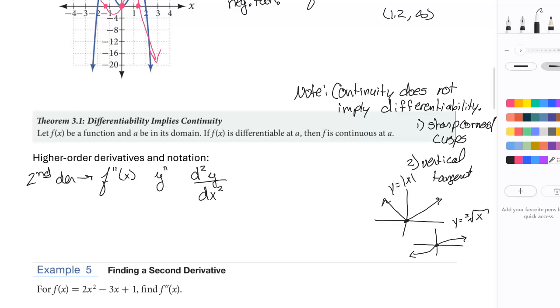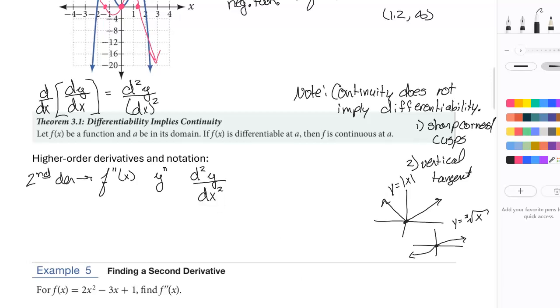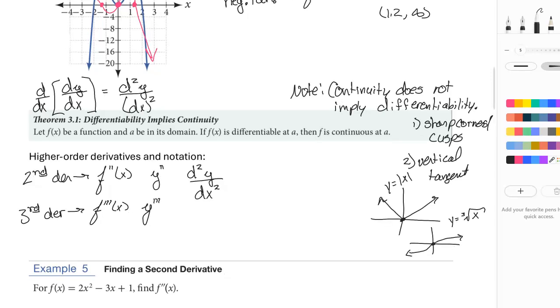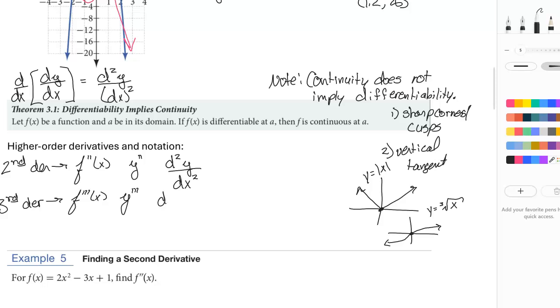Okay, and where this comes from, we know the first derivative is dy over dx. That's one notation. And if we want to take the derivative again, you can see how if I were to just multiply the variables through there, we have dx quantity squared in the bottom, and that's what this is symbolizing there. Third derivative, you're going to see f triple prime, you're going to see y triple prime, or you would see d cubed y over dx cubed.